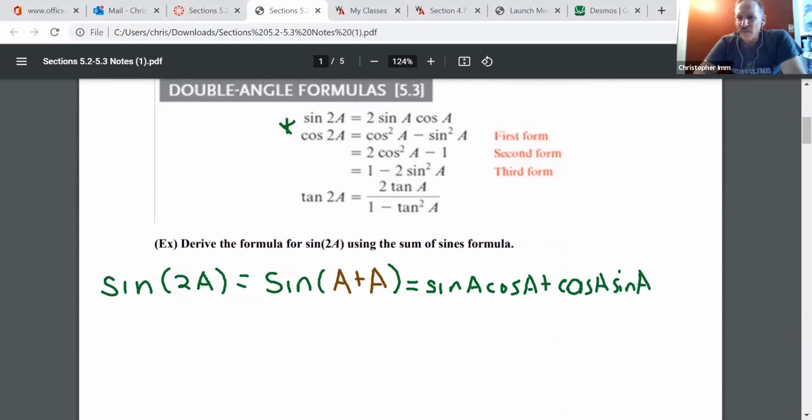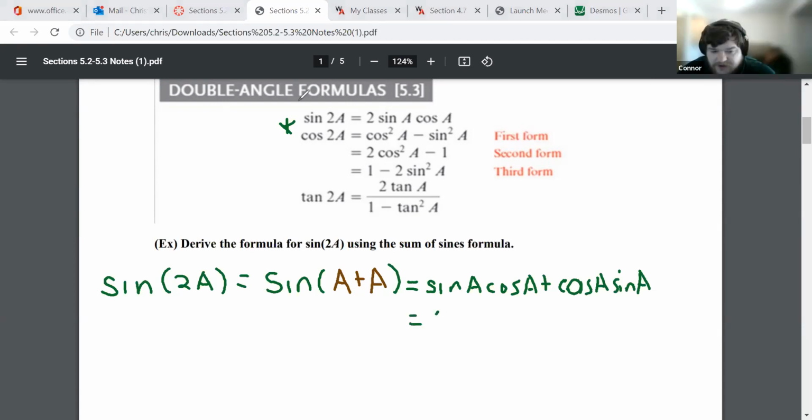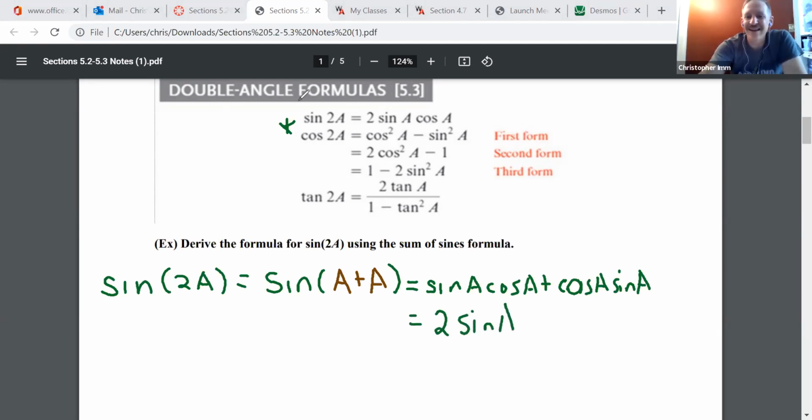So we have 2 of the same thing. So when we add them up, what do we get? Just 2 sine A, 2 cosine A. Yeah, so 2 sine A cosine A, right?